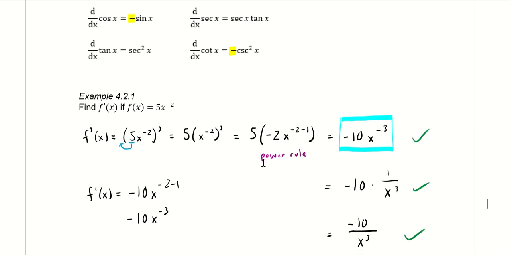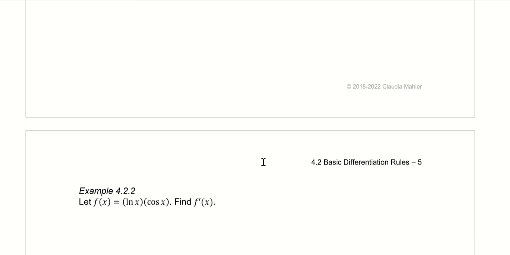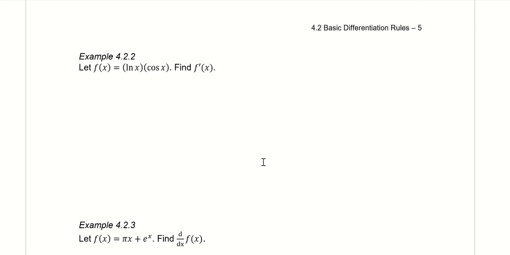So here was an example of the power rule in action. Let's look at the example at the top of page 5 and see what we want to do here. Our function is the natural log of x times the cosine of x, and we want to find the derivative. What I always recommend with these functions is, if you're trying to find the derivative, try to recognize the form of your function. Do you have things added together? Is it a ratio of functions? Is it a multiplication of functions? Do you have a power that you're working with like we did in the previous example?